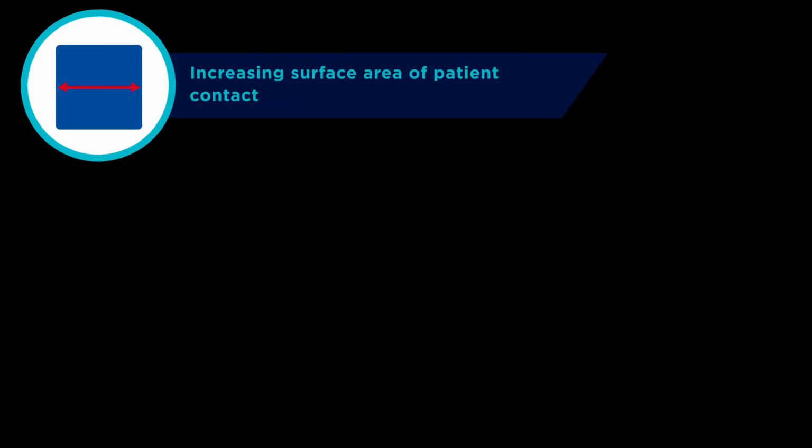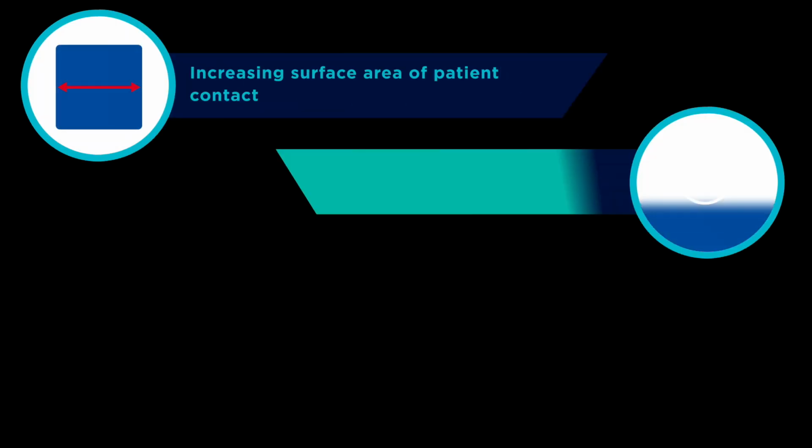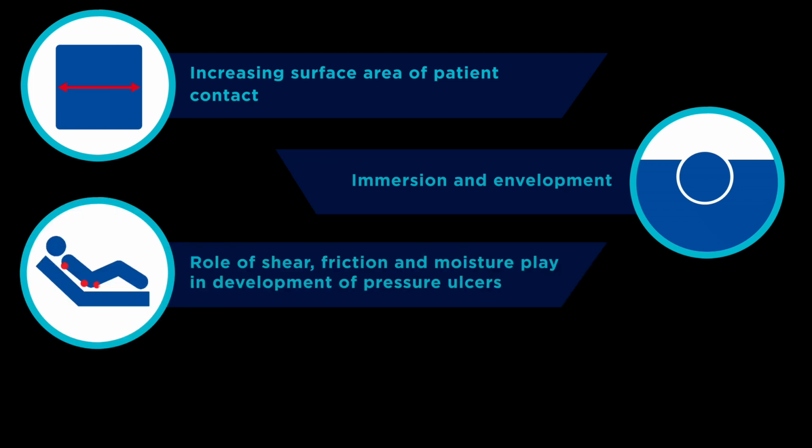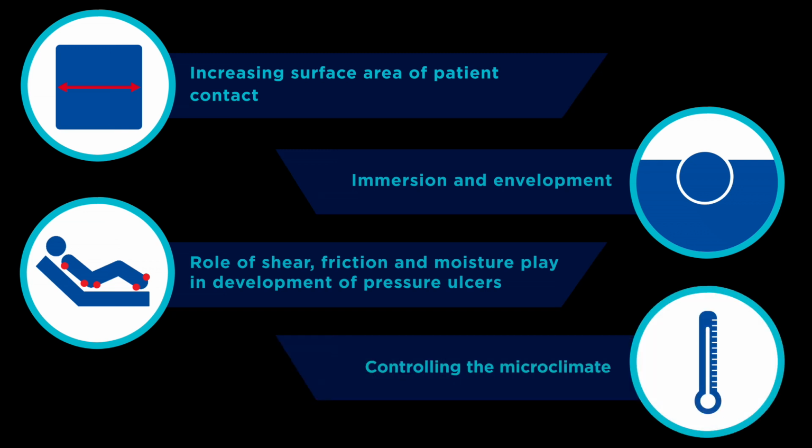We'll talk about increasing surface area of patient contact, using immersion and envelopment to do this, the role that other external forces, shear, friction and moisture, play in development of pressure ulcers, the need to control the microclimate around the patient. We can understand pressure as an equation. Jackie, can you tell us more?